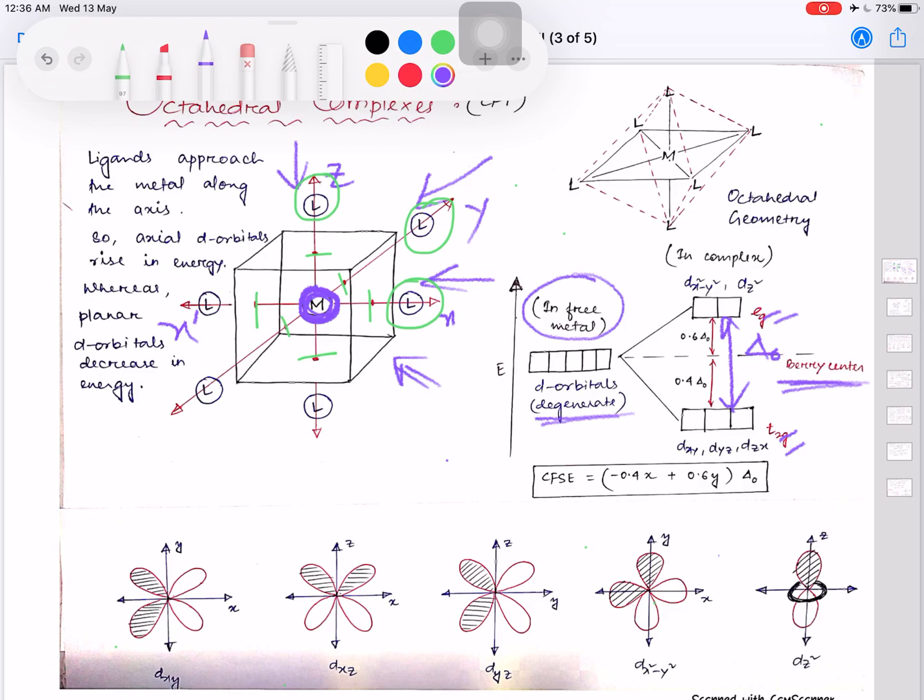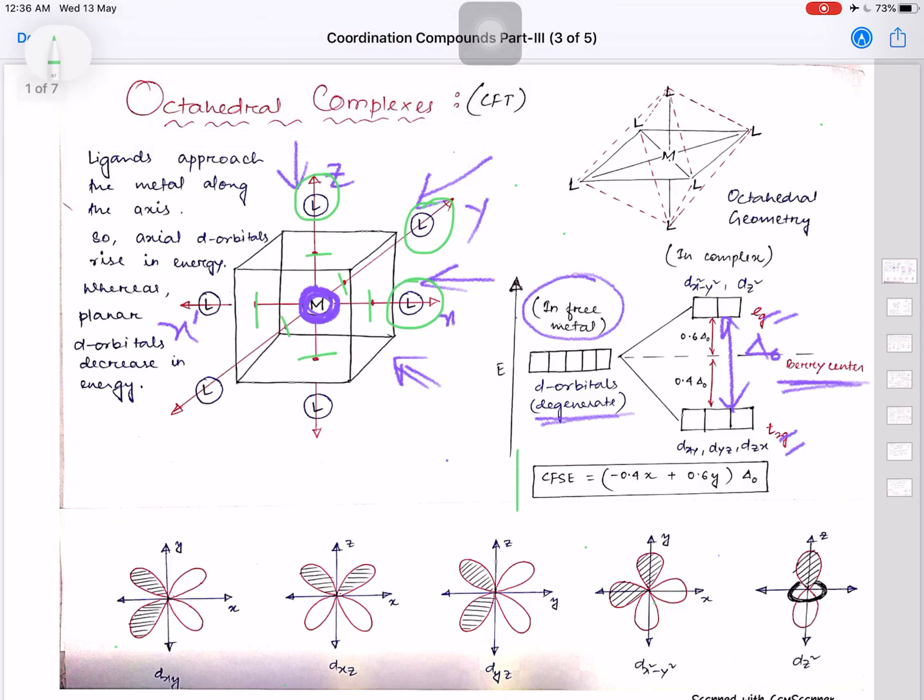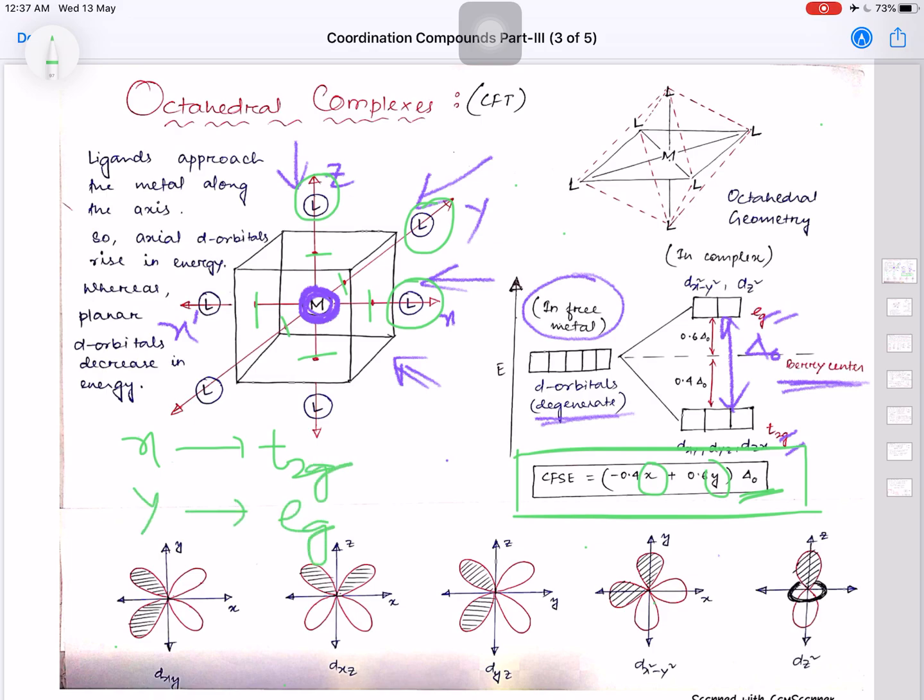So how will you calculate CFSE? This is the formula: crystal field stabilization energy is equal to minus 0.4 x plus 0.6 y, the whole bracket multiplied by delta naught, the splitting parameter. Here x is the number of electrons in the T2G level, and y is the number of electrons in the EG level. Using this formula, you can calculate crystal field stabilization energy for octahedral complexes. Clear?